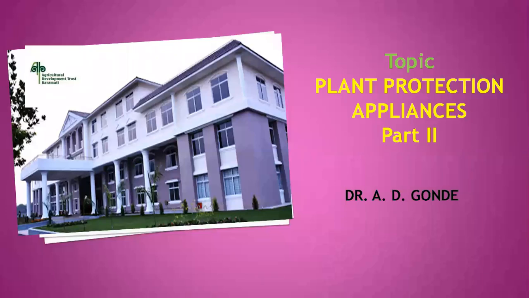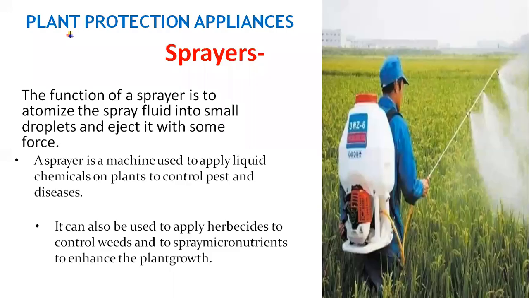So in the last lecture we already discussed the same topic, plant protection appliances. It's the second part. Today we'll discuss sprayer equipment. First of all, what do sprayers mean? It is a machine or equipment which is used for application of pesticides to control pests. It's called plant protection appliances.